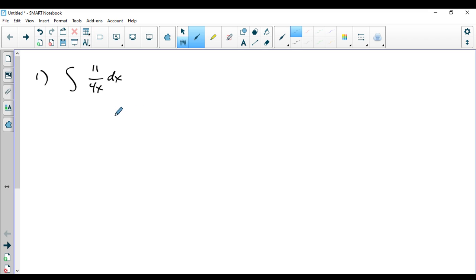Right, we're going to do a video here where we do a whole bunch of different integrals, and we have to figure out what technique works best. So let's take a look at this first one: the integral of 11 over 4x dx. Sometimes it's best not to overthink these.